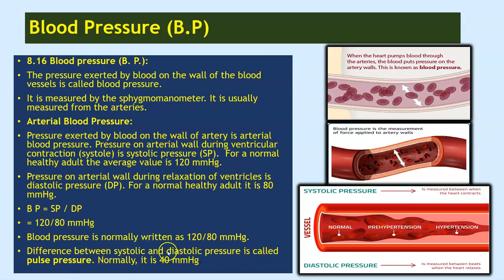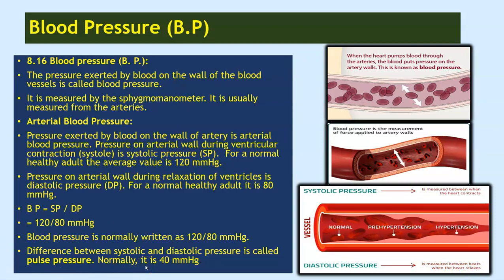The difference between the systolic and diastolic blood pressure is called pulse pressure. Normally it is 40 mmHg. Have a look at this image here. You can see these blood vessels. The conditions here are normal. Here it is pre-hypertension, and here there is hypertension, that is when the vessel narrows. So you have the systolic pressure, which is the measurement when the heart contracts, and diastolic, the measurement between beats when the heart relaxes.